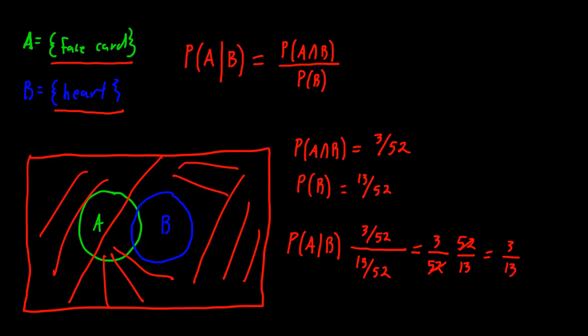So if we think about that, that makes pretty intuitive sense. If we've drawn a card and we know that card is a heart, what's the probability that we have a face card? So we can just look and see that we have 3 face cards inside of our heart suit. So we know that it's a chance of 3 out of 13. So we know that the probability of drawing a face card, given that the card is a heart, is 3 out of 13.